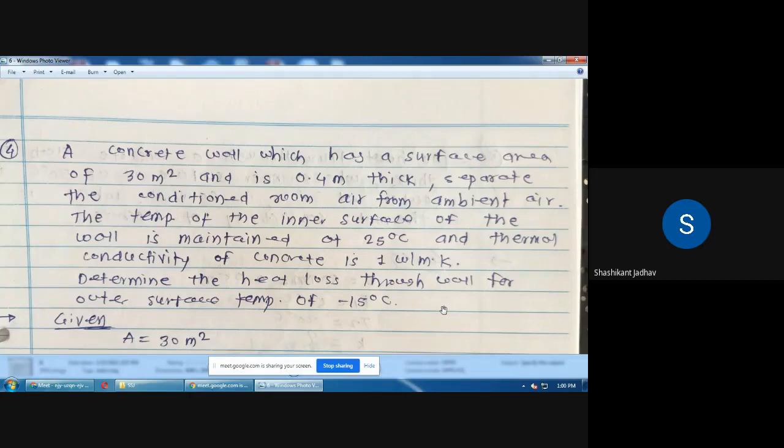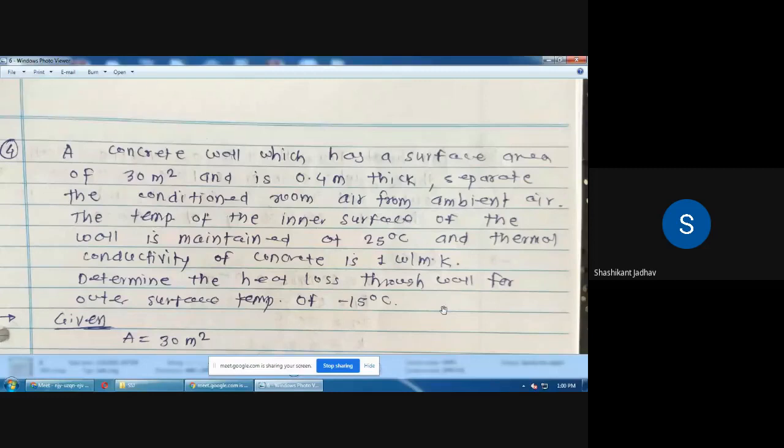Okay, solve this problem on your own. Write down the problem, write down the given values, and then we have to use the equation and find out the value of Q. Our aim is to calculate the heat loss, that is, the Q. So first of all, read the problem carefully and write down the given values, and using those values, use Fourier's law of heat conduction to find the value of Q. Solve this problem and put that answer in the chat box.